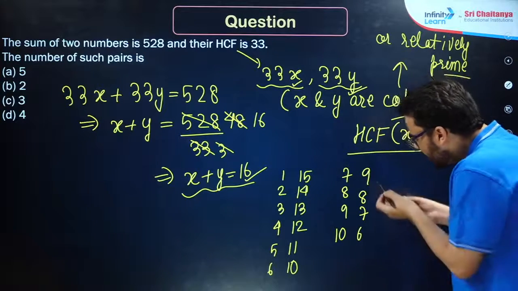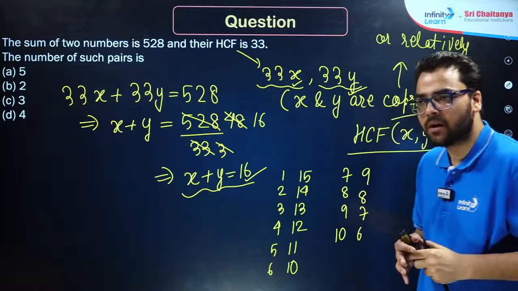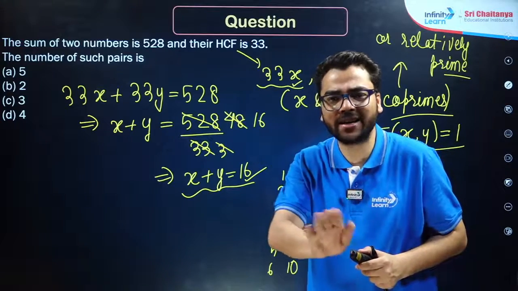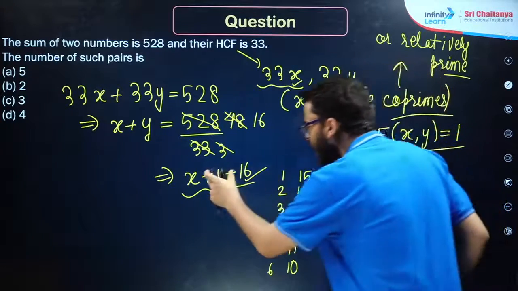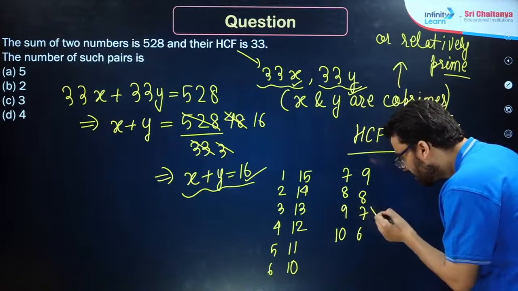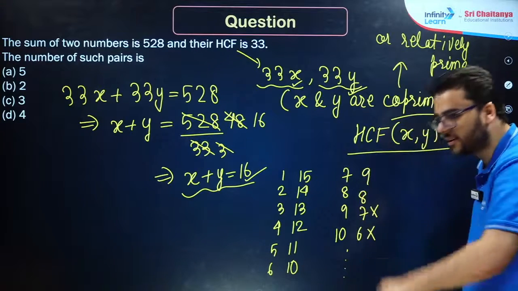So you see, whether you take 7, 9 or 9, 7, it is the same or not? Because order does not matter over here. Am I right? Order does not matter, na? Whether you say x plus y or y plus x, no problem in that. So it means this thing you will not take. Similarly, this thing you will not take, and then you will not take others after it.